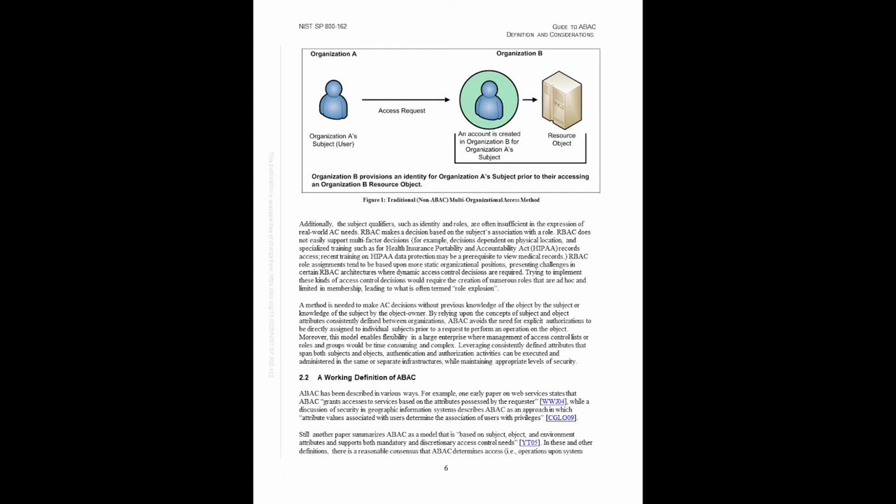2.2 A working definition of ABAC. ABAC has been described in various ways. For example, one early paper on web services states that ABAC grants accesses to services based on the attributes possessed by the requester, WWJ04, while a discussion of security and geographic information systems describes ABAC as an approach in which attribute values associated with users determine the association of users with privileges, CGL 009.